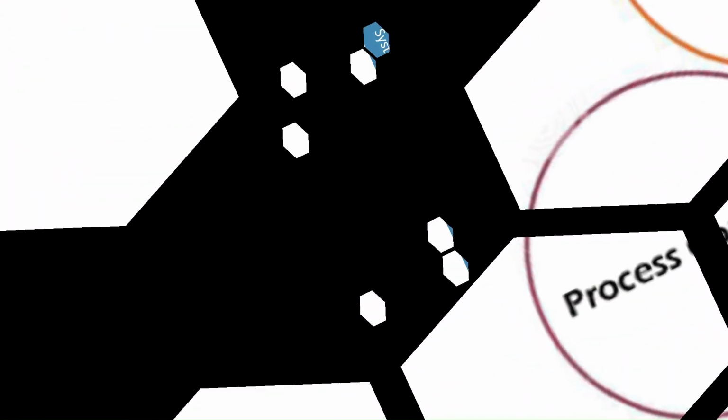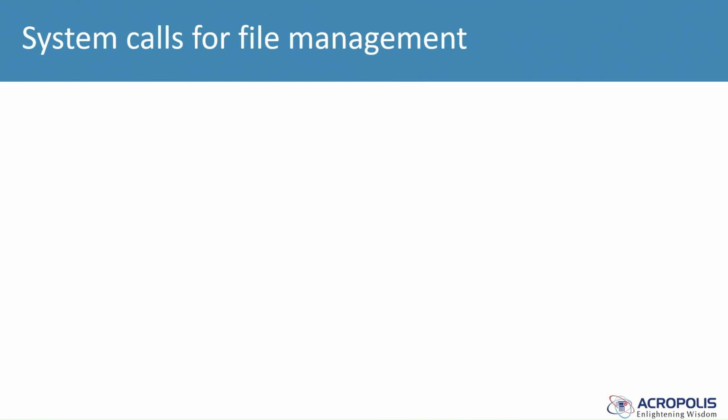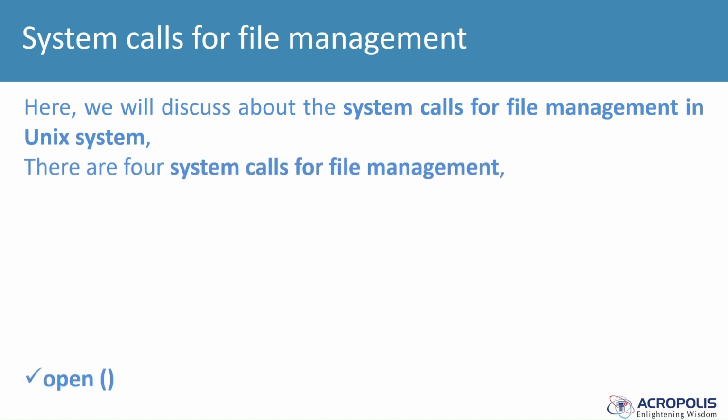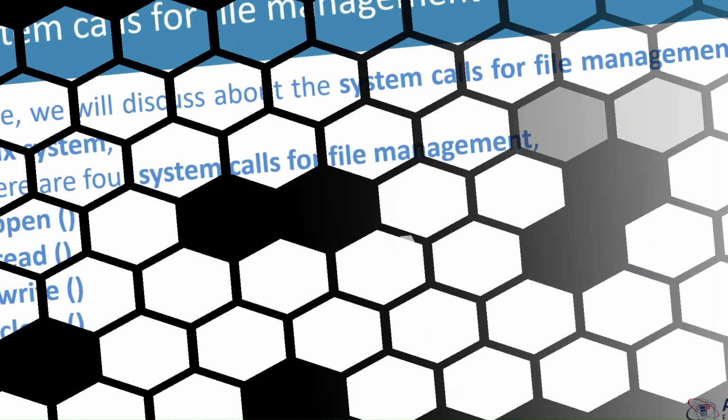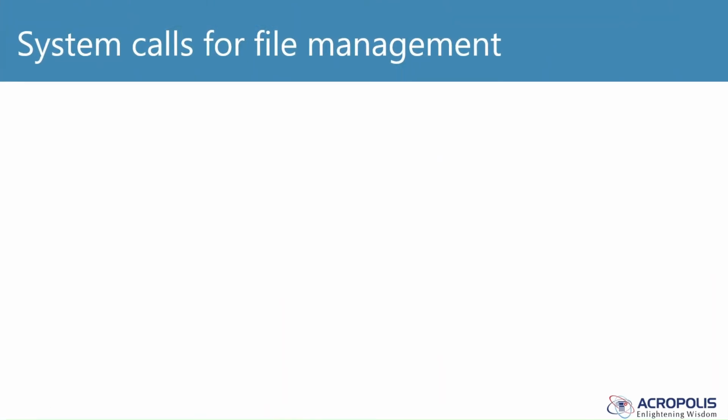Now we will go to the next topic, system calls for file management. Here we will discuss the system calls for file management in the Unix system. There are 4 system calls for file management: open, read, write and close. Now we will understand the system calls of file management in detail.